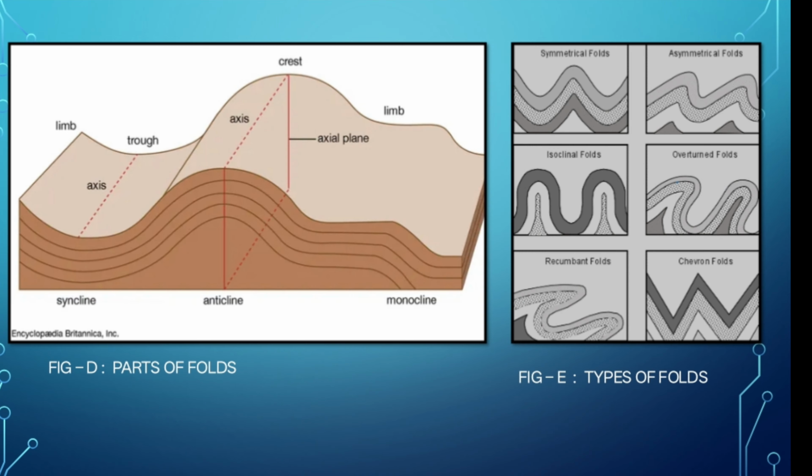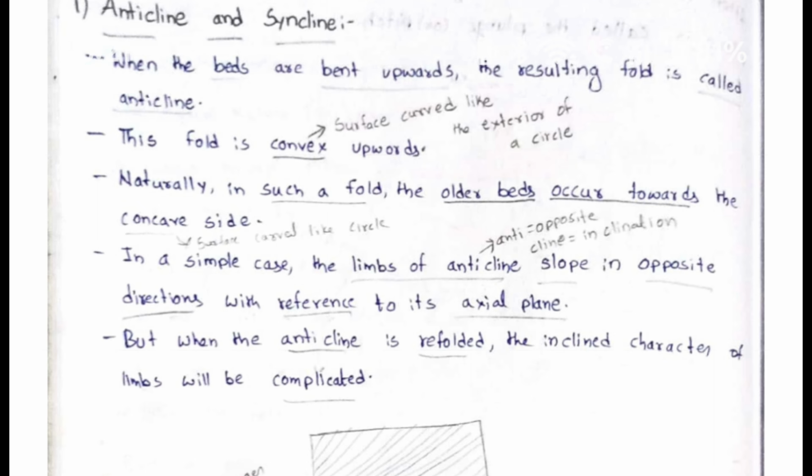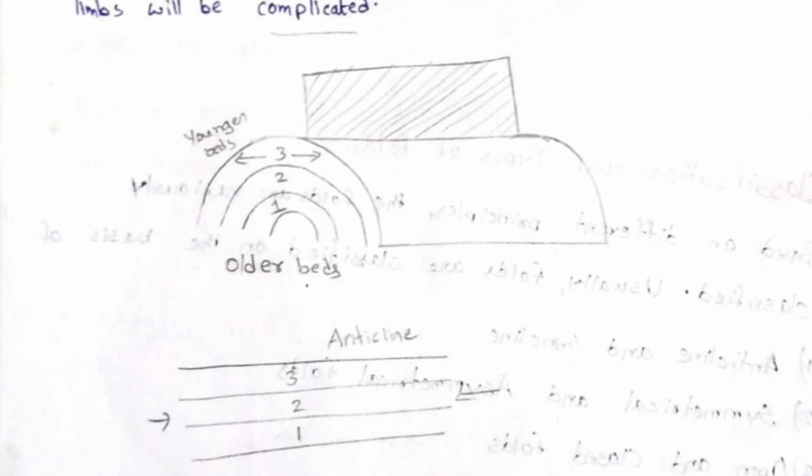What is anticline and syncline? First of all, what is anticline? When the beds are bent upwards, the resulting fold is called anticline. This fold is convex upwards, that means the surface is curved like the exterior of a circle. Naturally, in such a fold, the older beds occur towards the concave side. In a simple case, the limbs of an anticline slope in opposite directions with reference to the axial plane. But when the anticline is refolded, the inclined character of the limbs will be complicated.